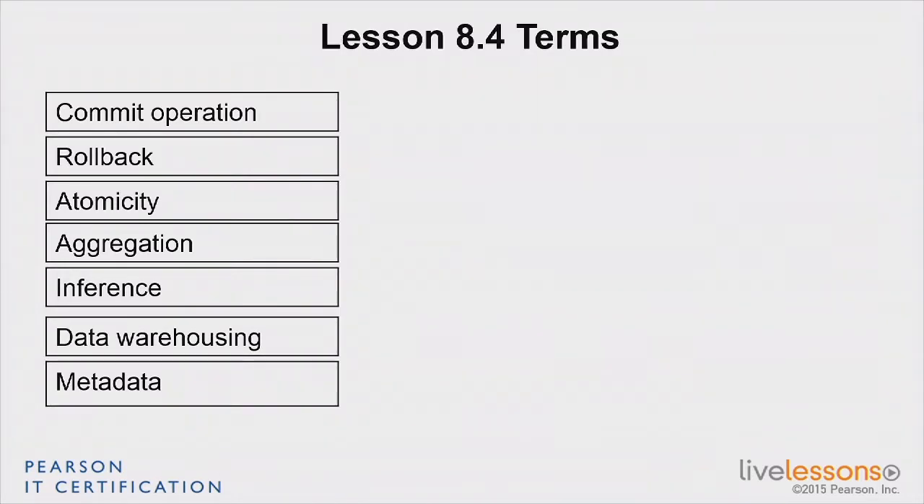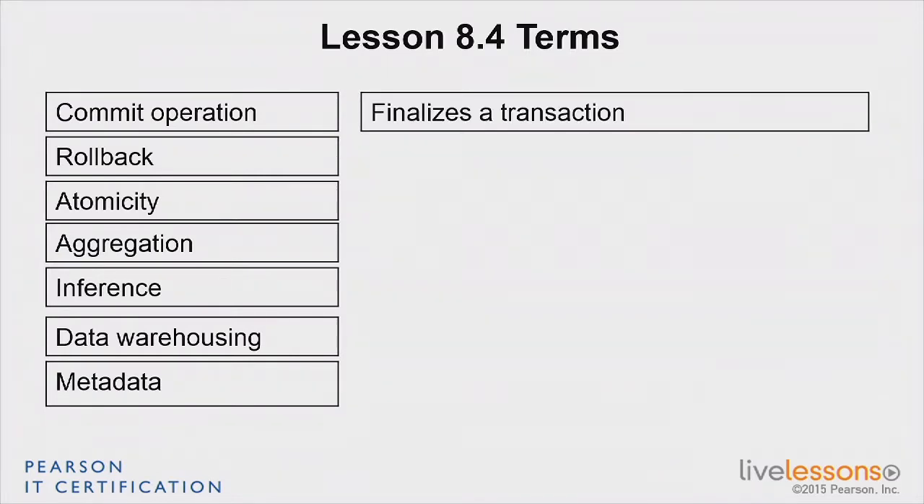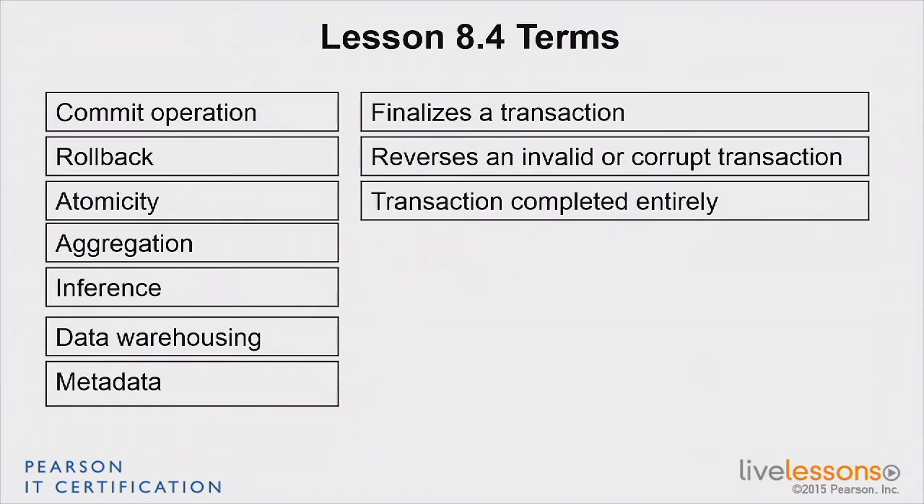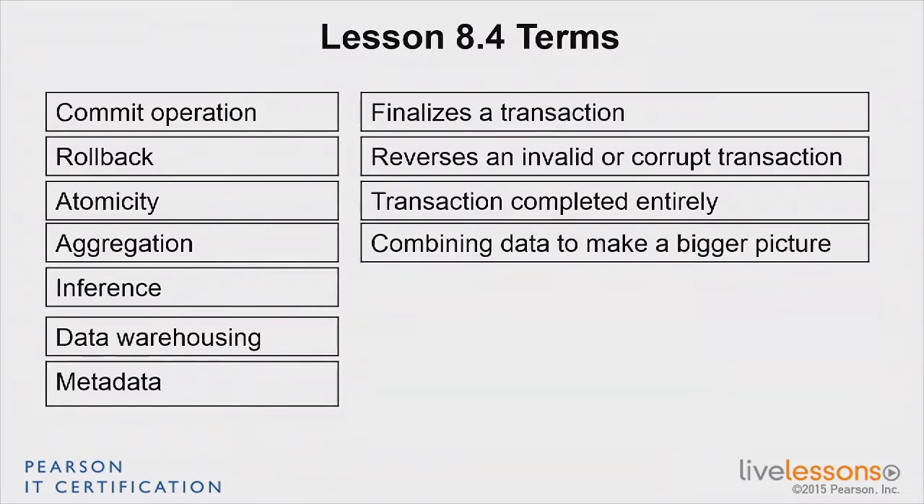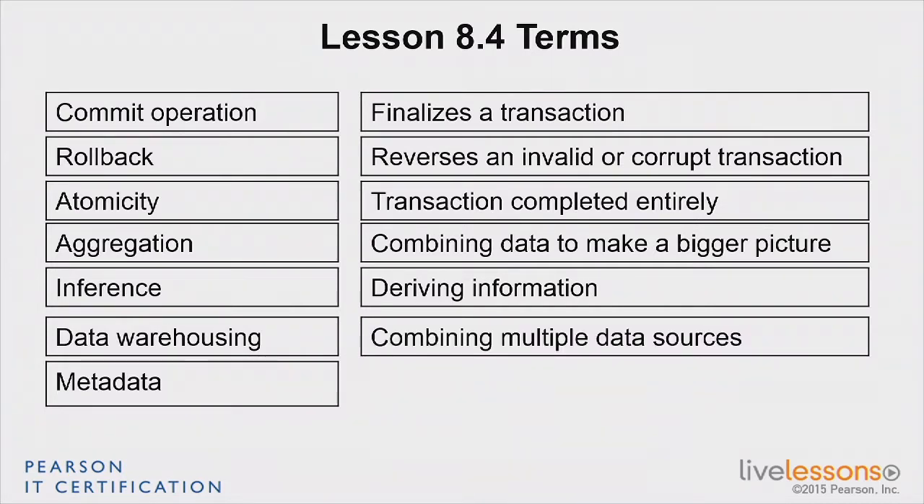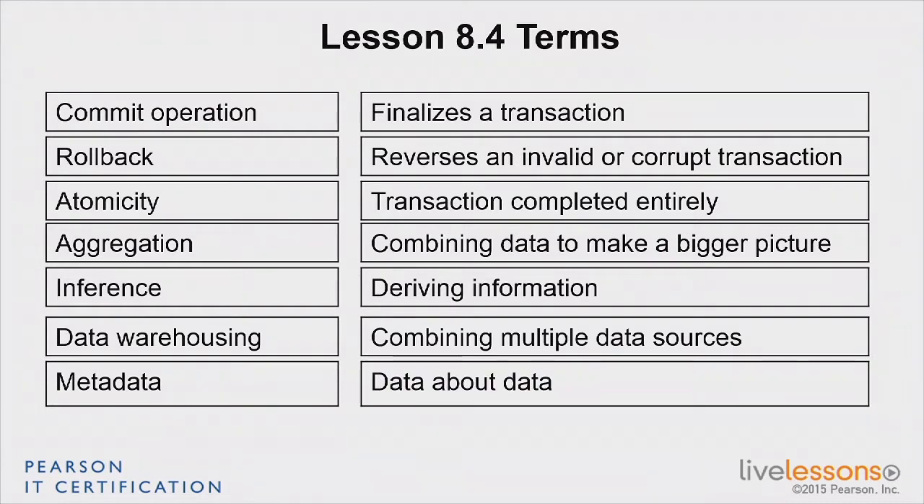Okay, let's go through our Lesson 8.4 terms. A commit operation finalizes a transaction. A rollback reverses an invalid or corrupt transaction, taking it all the way back as if it never occurred. Atomicity is when a transaction is completed in its entirety. Aggregation is when we combine data to make a bigger picture. Inference is when we derive information from information. Data warehousing is when we combine data from multiple sources. And metadata is data about data.